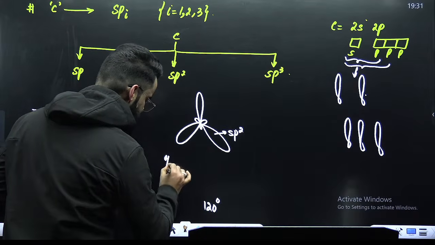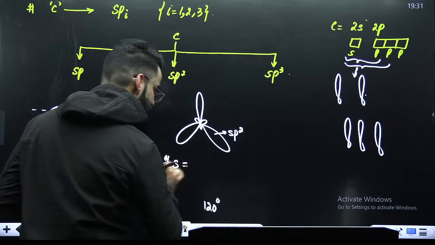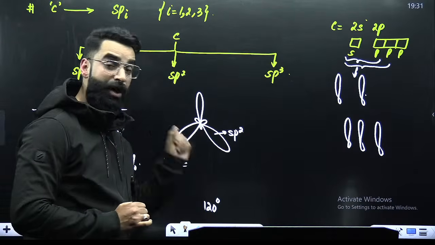Now, if I ask you what is the percentage of s character, what is the percentage of s character in sp2 hybrid orbital?